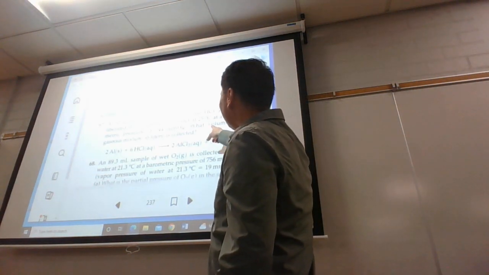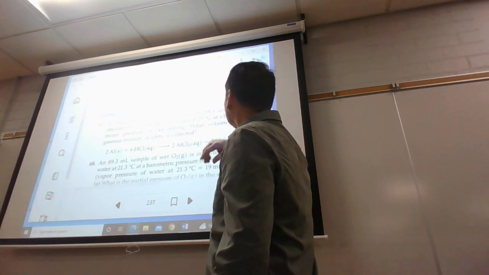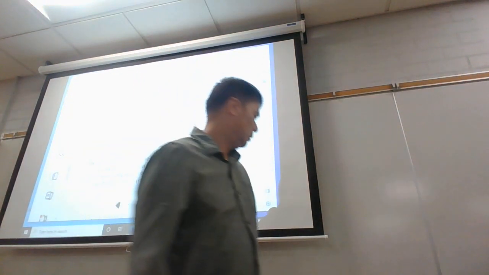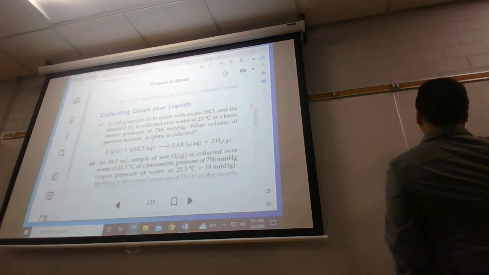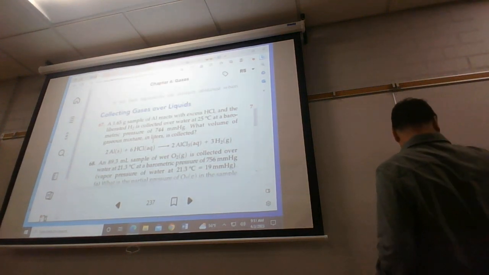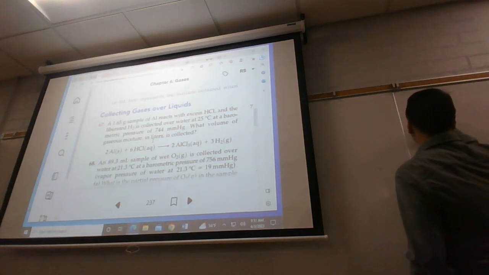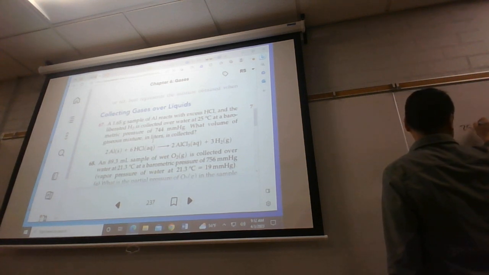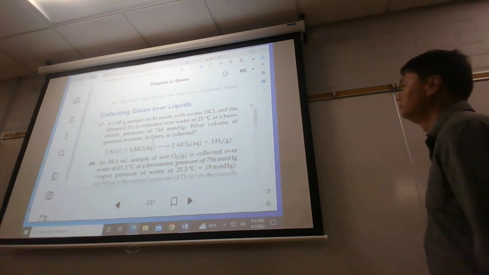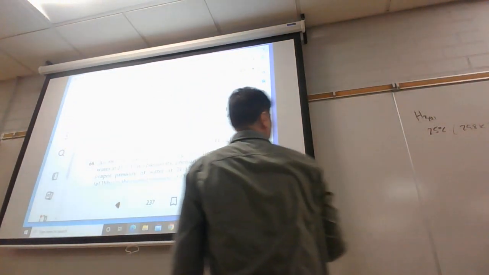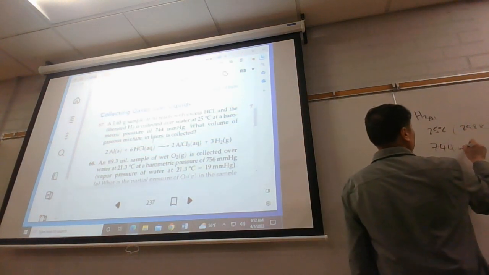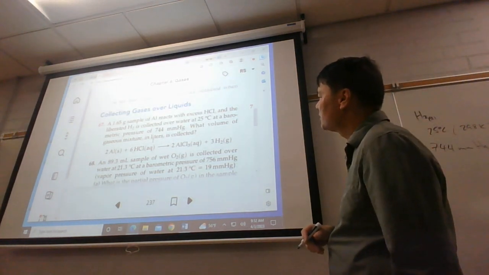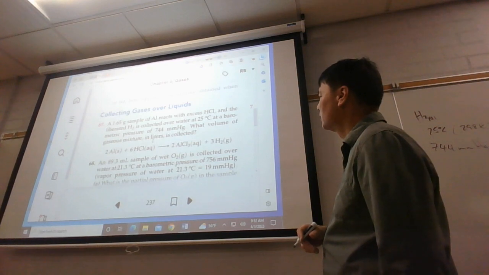All right, the 1.65 gram sample of aluminum reacts with excess HCl, and the liberated hydrogen is collected over water at 45 degrees C. So we have hydrogen gas at 25 degrees C or 298 Kelvin, at a barometric pressure of 744 millimeters mercury. What volume of gaseous mixture in liters is collected?